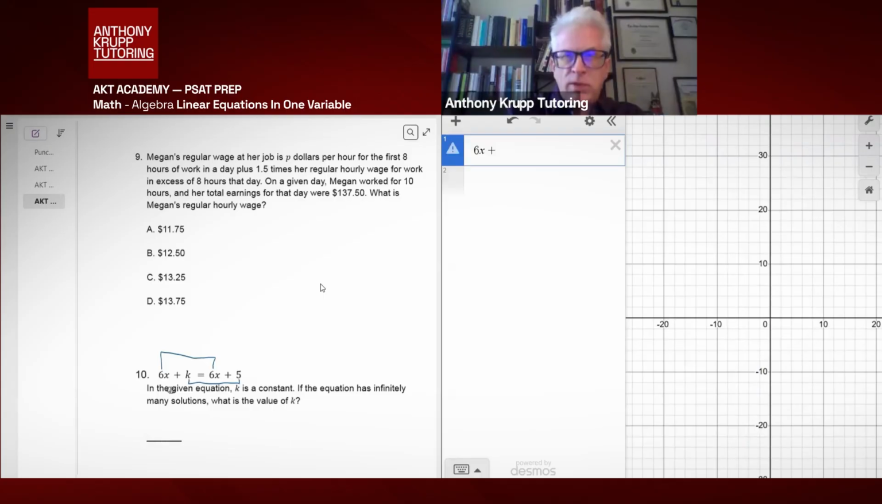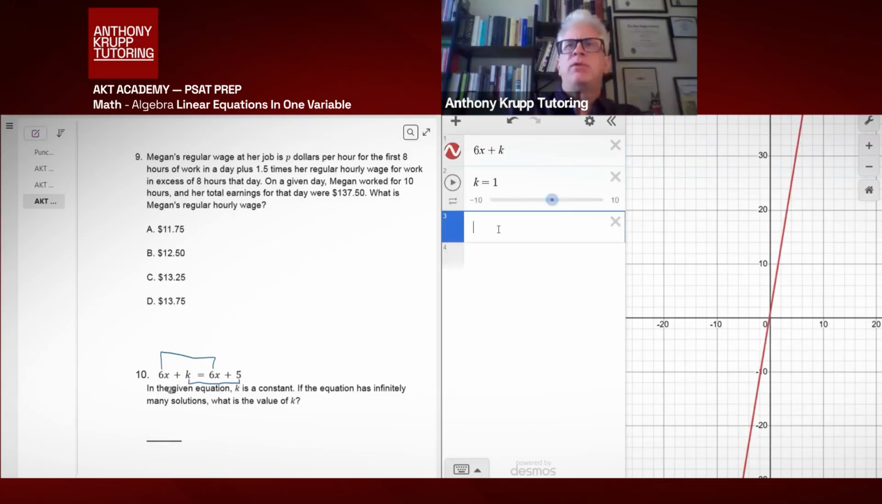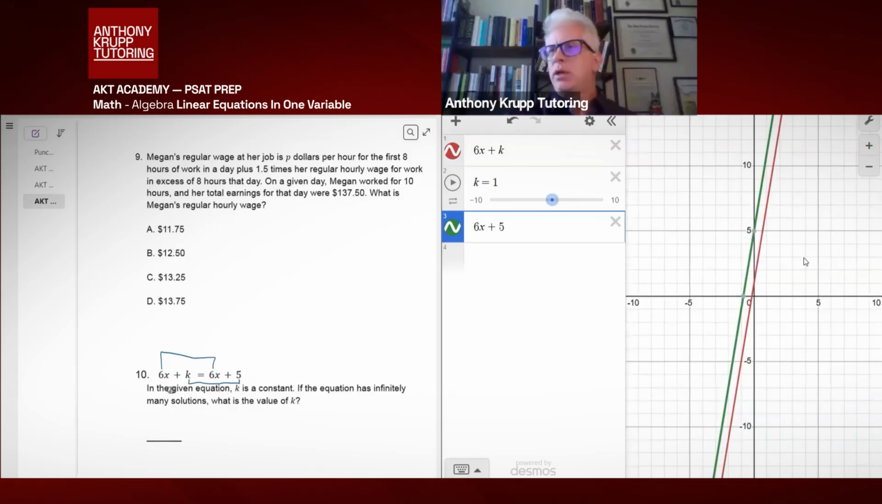Just for fun, though, I wanted to run this by you. 6x plus k, give me the slider, fine, great, beautiful. Now 6x plus 5, 6x plus 5, good. Okay, so right now, what does this look like? Interesting. Right now, it looks like they have no solutions. And sometimes you'll get that question. If it said no solutions, then the answer would be k equals 1.